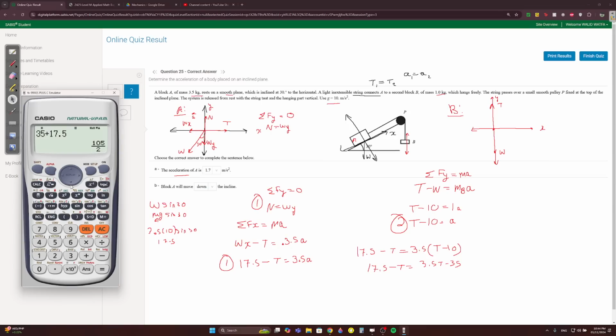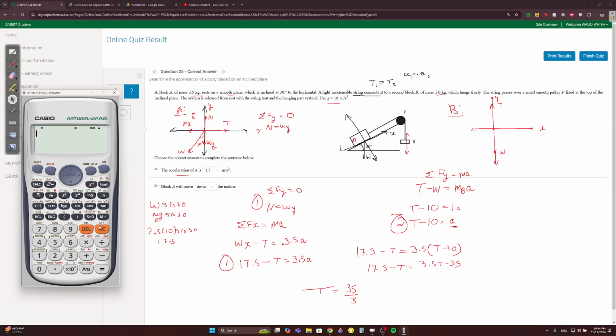But here I found T. T is equal to this, right? So T is equal to 35 over 3. We said A is equal to T minus 10. They want A. They don't want T. So 35 over 3. Go back to it. I want 35 over 3.